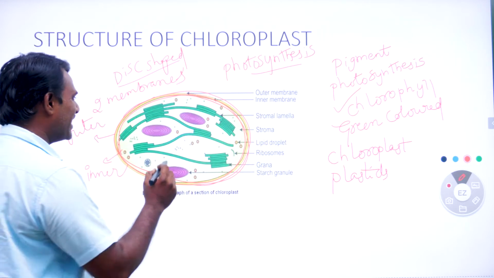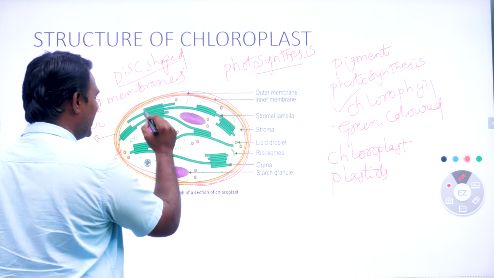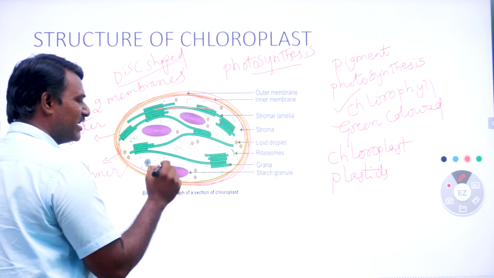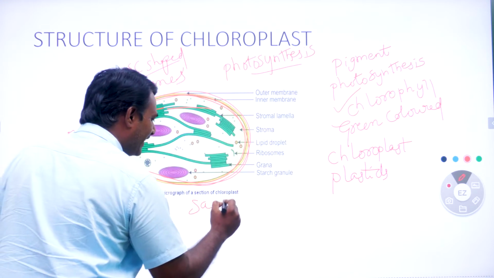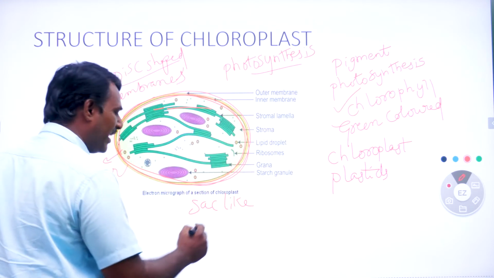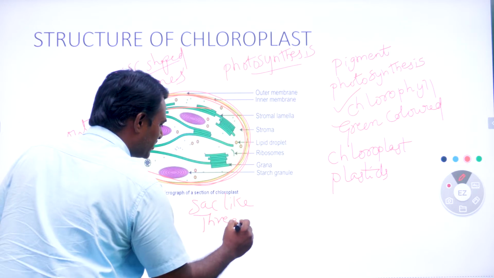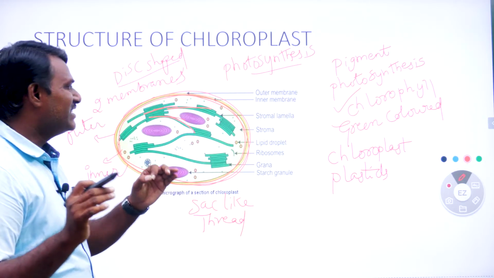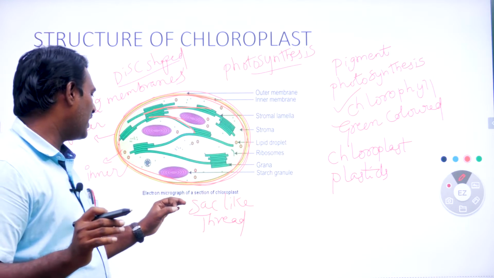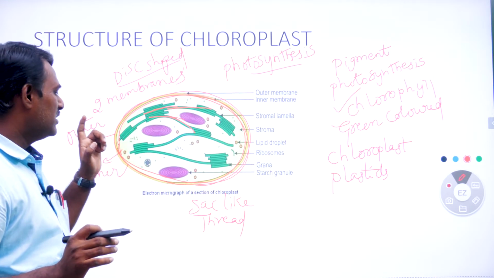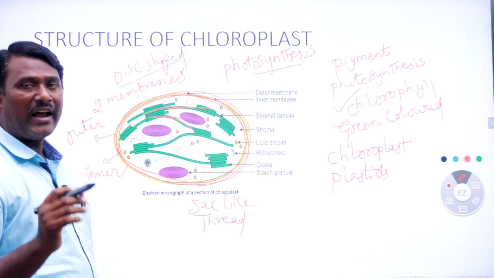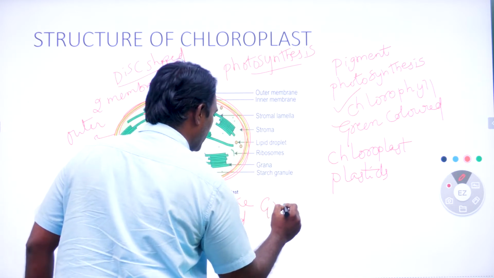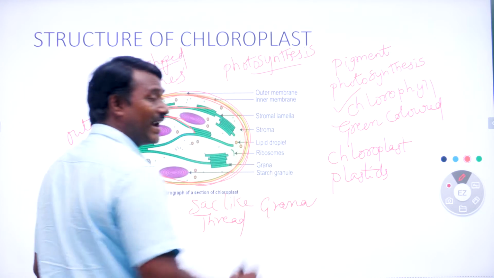Okay, so now within the chloroplast we can see several of these structures. Within the chloroplast we can see several sac-like or thread-like structures. So these are all sac-like or thread-like structures. Okay, so these stalk-like or sac-like or thread-like structures, that we can call grana.